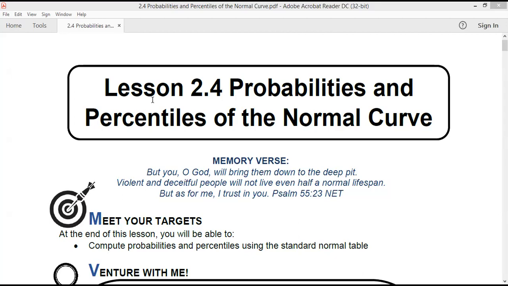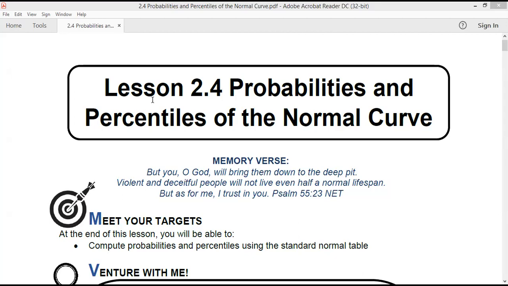And our memory verse is found in Psalm 55, verse 23. It says, "But you, O God, will bring them down to the deep pits. Violent and deceitful people will not live even half a normal lifespan. But as for me, I trust in you."